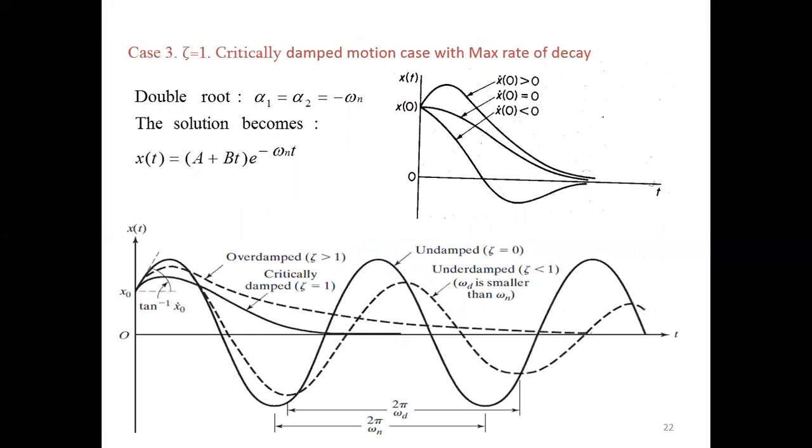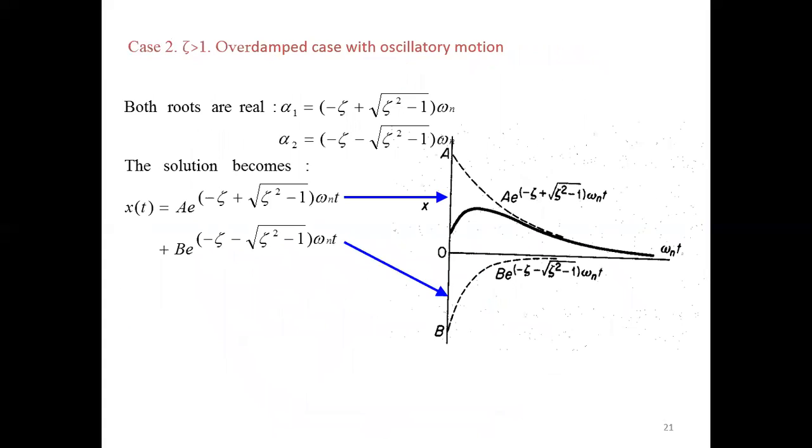Now if we put the value of zeta as 1, then what happens? See here, this zeta is equal to 1, so minus zeta plus under root 1 minus 1 is 0, since 1 minus 1 is 0. So what happens?